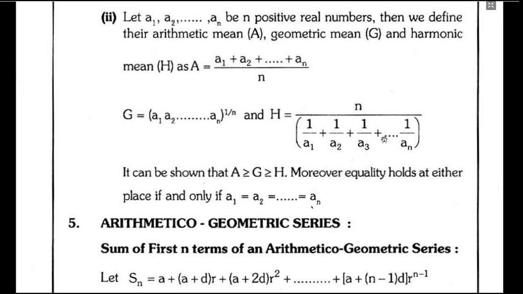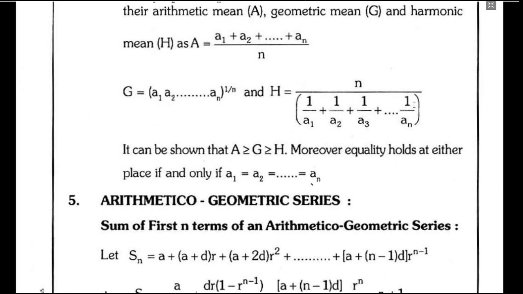Now the harmonic mean will be the reciprocal, meaning 1 upon H is (1 upon A1 plus 1 upon A2 plus ...) divided by n. Now again taking the reciprocal, harmonic mean equals n upon (1 upon A1 plus 1 upon A2 plus 1 upon A3 plus ... plus 1 upon AN).